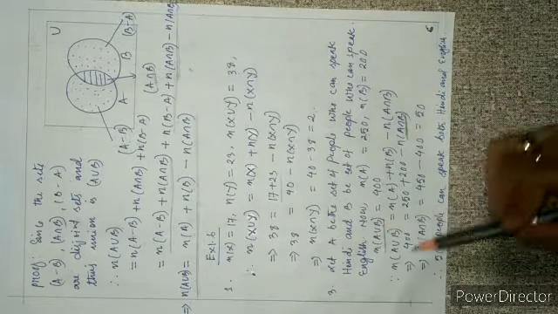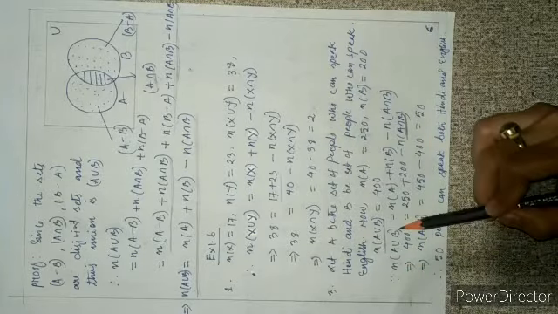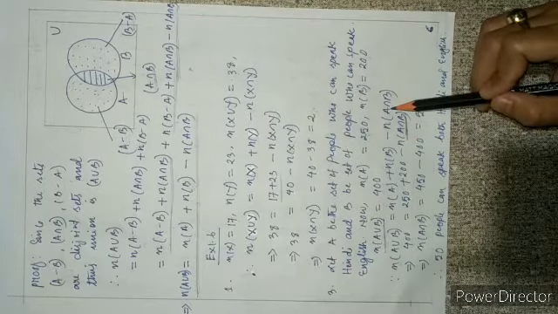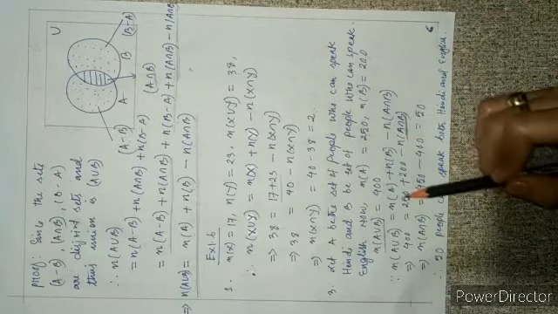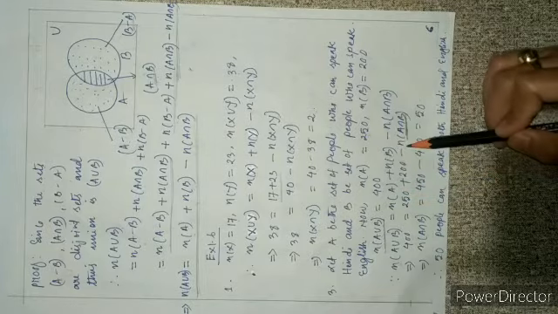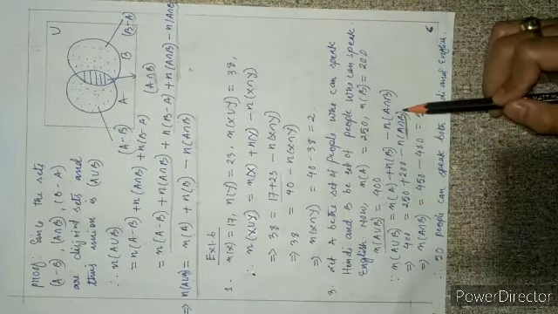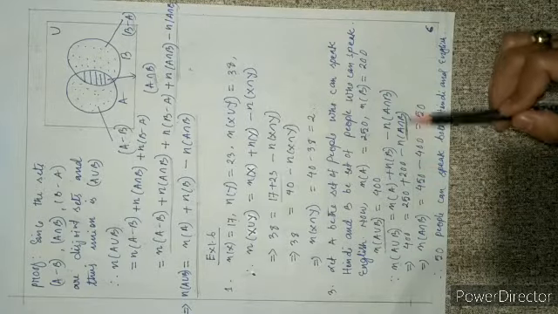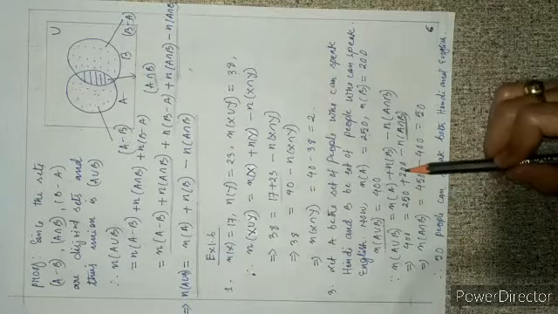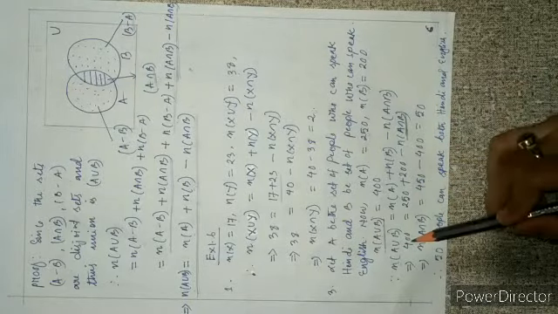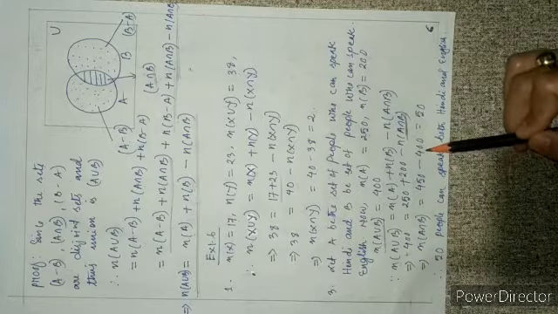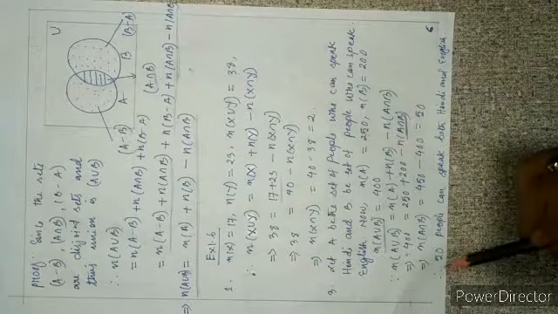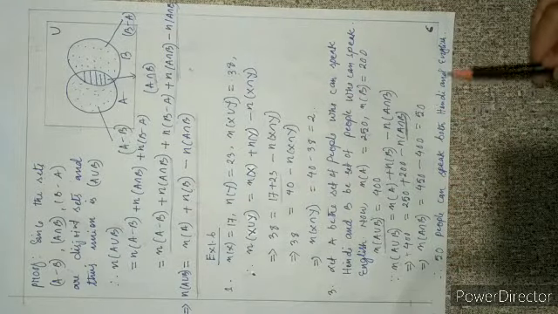Since number of A union B is equal to number of A plus number of B minus number of A intersection B, and number of A union B is 400, number of A is 250, number of B is 200. Transposing, minus number of A intersection B becomes plus. The sum of 250 plus 200 is 450. Transpose this 400 from left to right, which is equal to minus 400, and their difference is equal to 50. Therefore, 50 people can speak both Hindi and English.